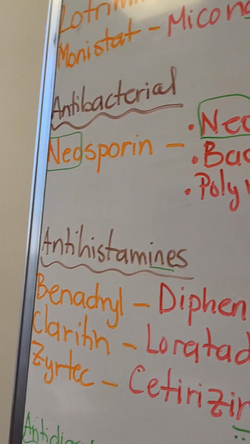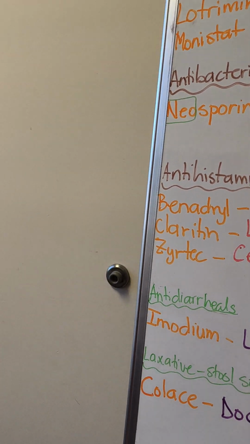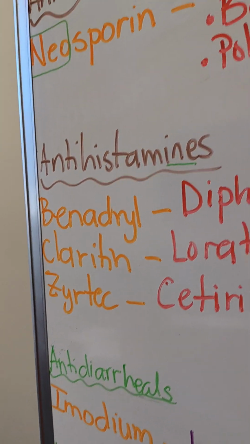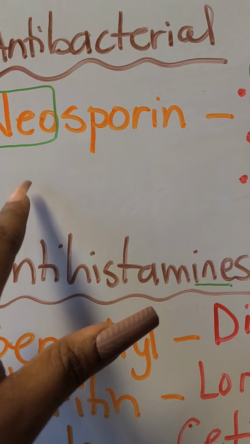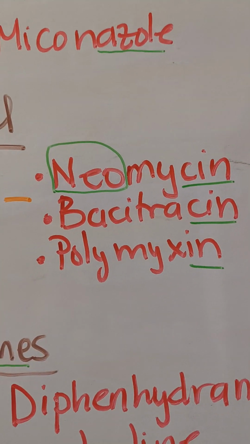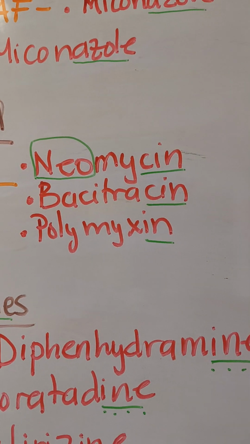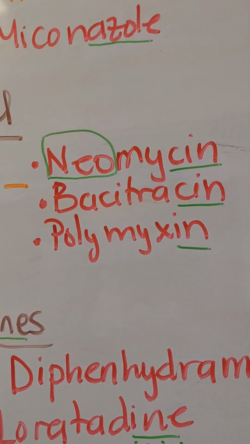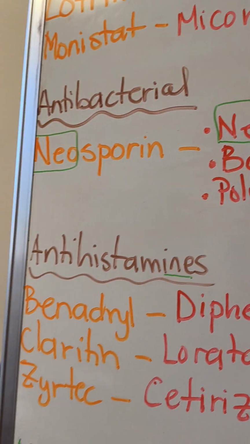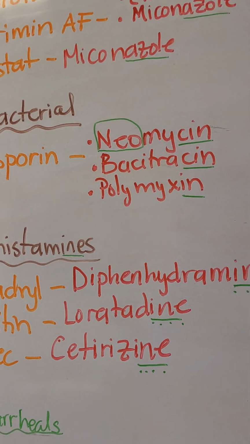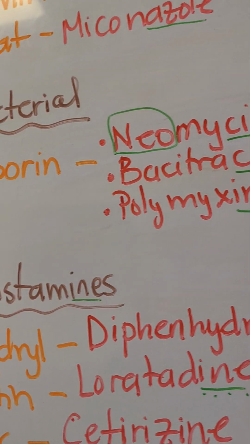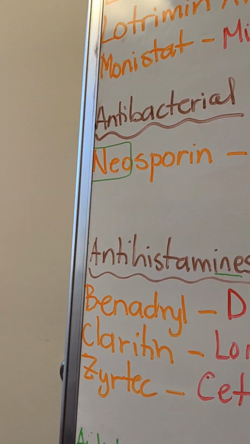Next, I have one antibacterial here. And this antibacterial is a very well-known one, and it has three names. The antibacterial is Neosporin. Neosporin is neomycin, bacitracin, and polymyxin. Neomycin is Neosporin. Bacitracin is also Neosporin. Polymyxin is also Neosporin.